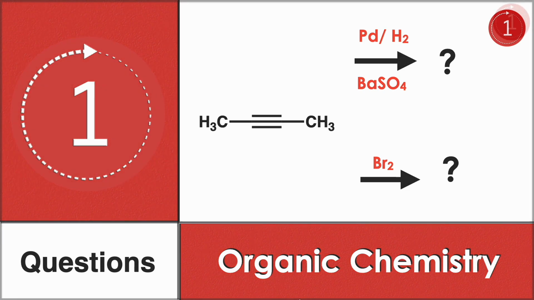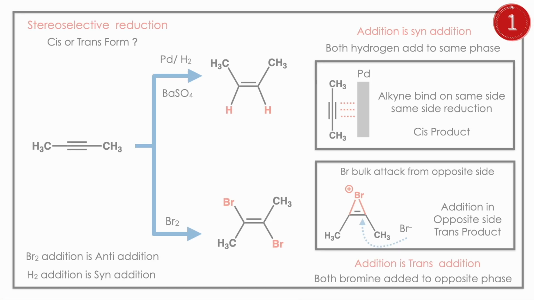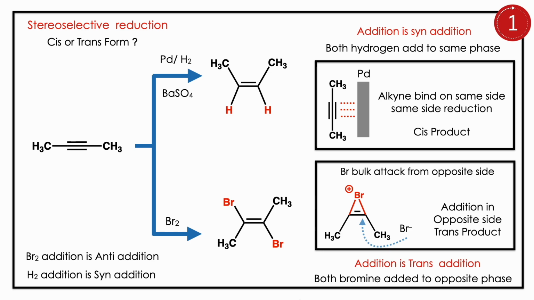Daily one question for you. Here you have an alkyne, and two different reagents you are using: palladium and hydrogen, and barium sulfate and bromine. You should find what difference the reagents can make. The reaction involves stereoselective reduction, whether cis or trans form.